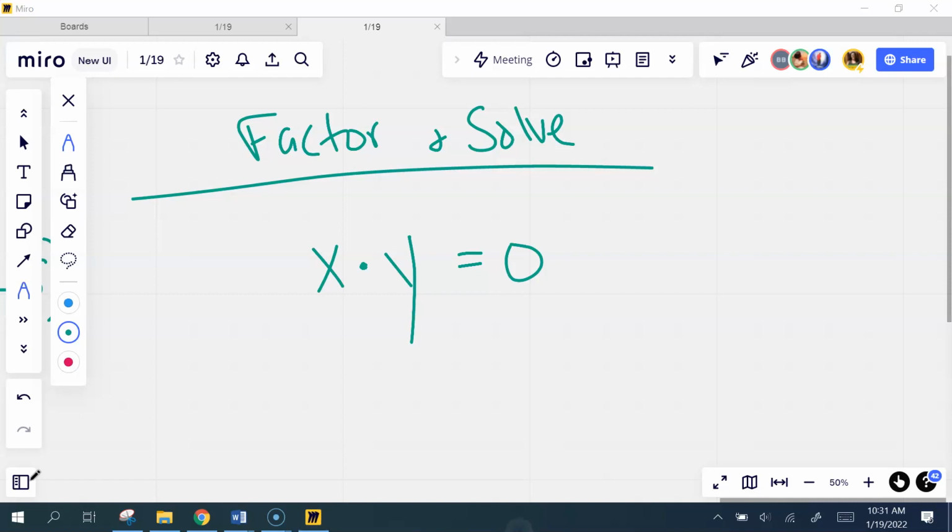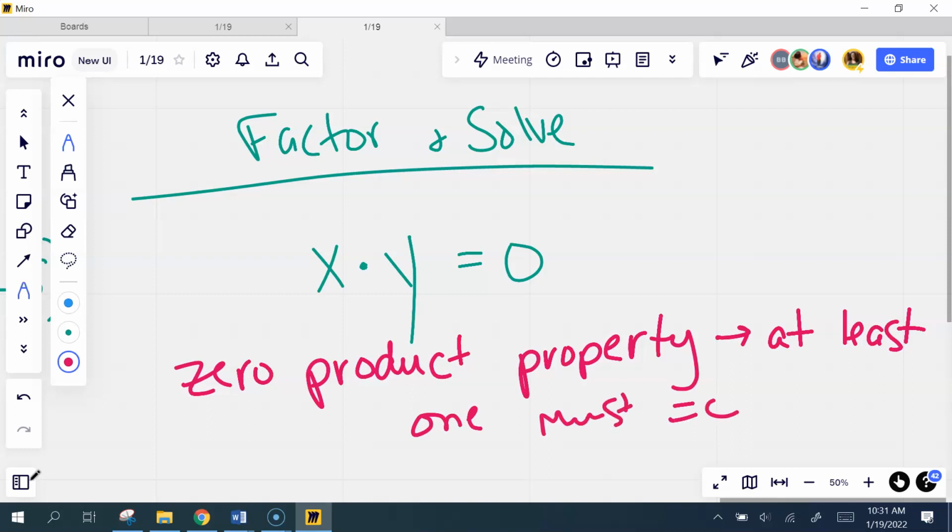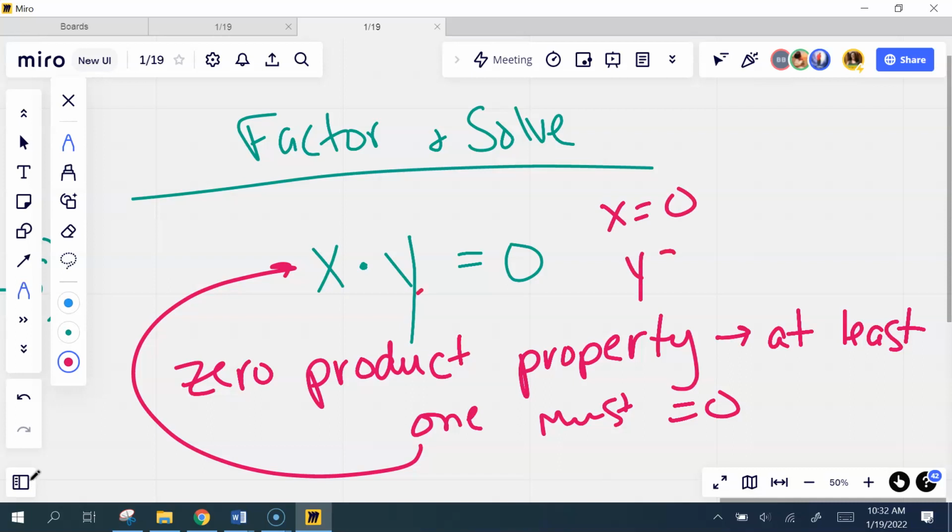That is what we call the 0 product property. At least one. And it makes sense because the only way to get 0, so if I plugged in 0 for x here, my equation would be true. If I plugged in 0 for y here, my equation would be true. So that's 0 product property, and that's what we're going to base solving our quadratics on.